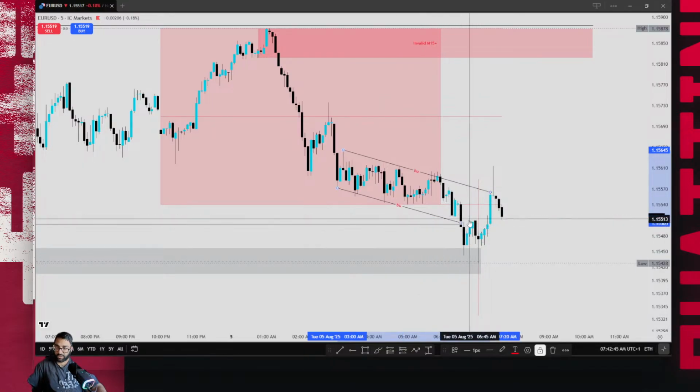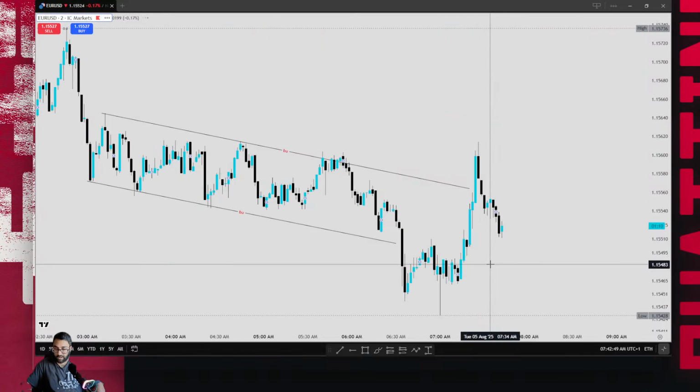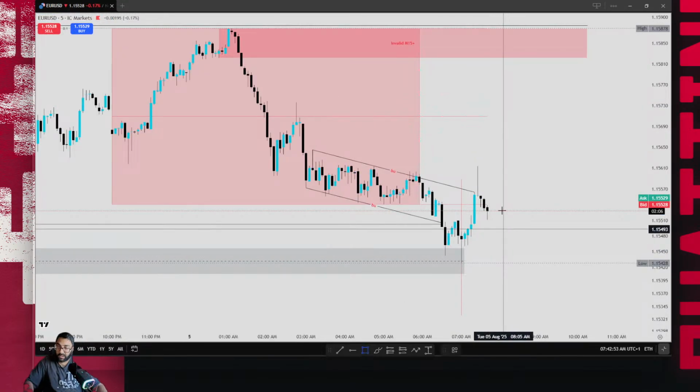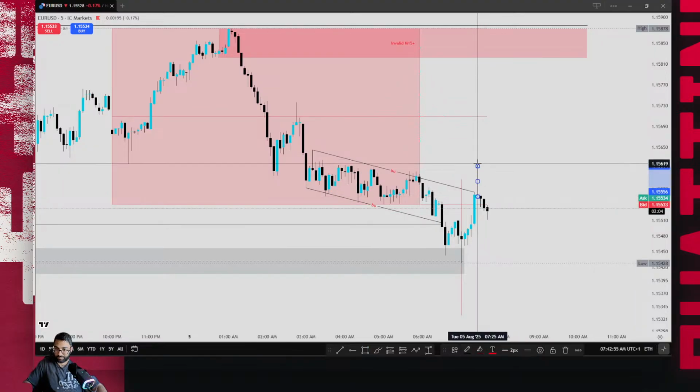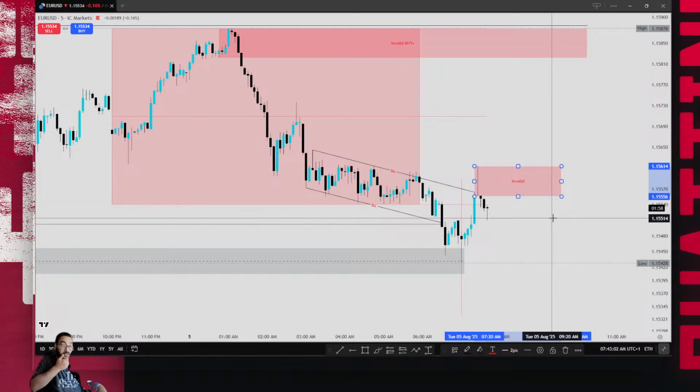Which is a build-up inducement into mitigation, and then you could have taken a long from here, but let's ignore that for now, about where you can and where you cannot take longs. We got this zone here. I'll just put it as invalid for now. I just need to mark it on the charts.